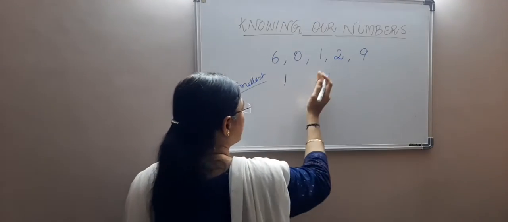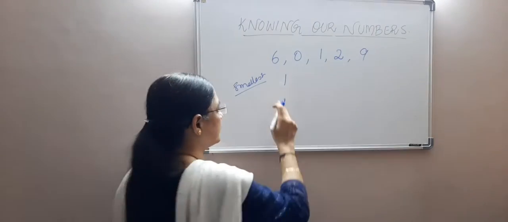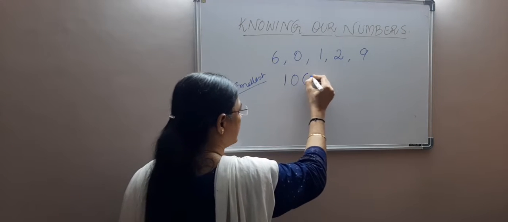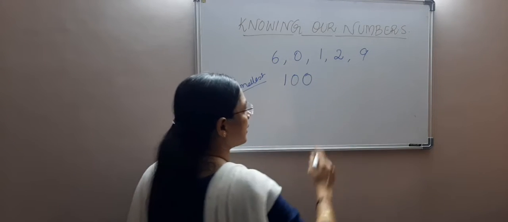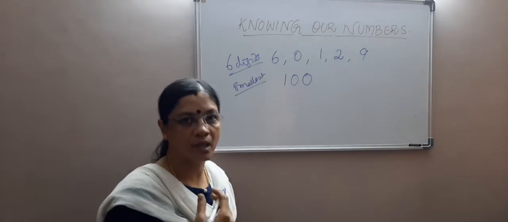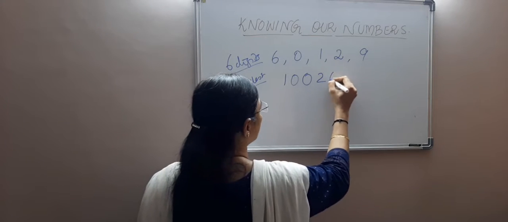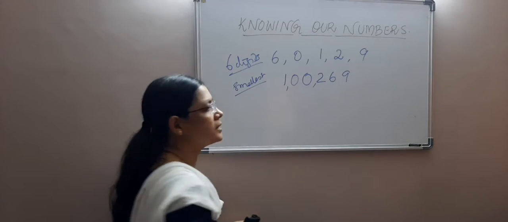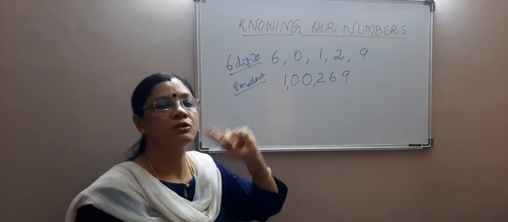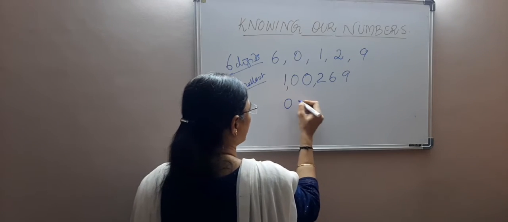But the consecutive digits should be placed such that the number is smallest. So I bring the 0 here, another 0, because given are 5 digits and I need to build a 6-digit number. So repetition is allowed. So 1, 2 times 0, then 2, 6, 9. So the smallest number that can be formed using the given digits is 100,269. Do you understand? Because we can't start with zeros.